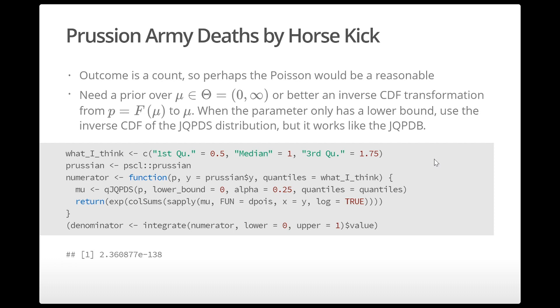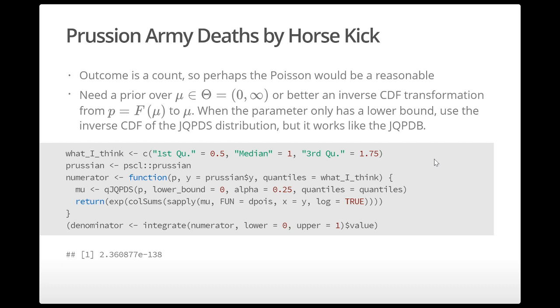But anyway, the outcome is a count. Maybe the Poisson would be reasonable for the conditional distribution given the unknown mu, but we don't know what mu is. We do know that it has to be positive. And so we can use the inverse CDF transformation from the 0-1 interval to enforce that, using the same Johnson quantile parameterized distribution of a semi-bounded random variable that we did before with income, but now we're doing it with mu. So we can encode the 25th percentile, the median, and the 75th percentile to be whatever we want. I did 0.51 and 1.75.